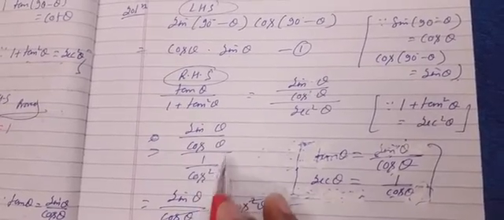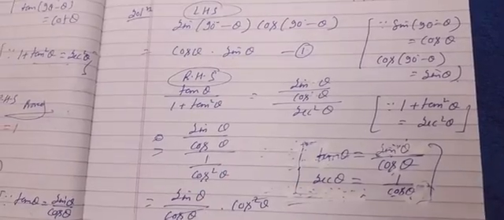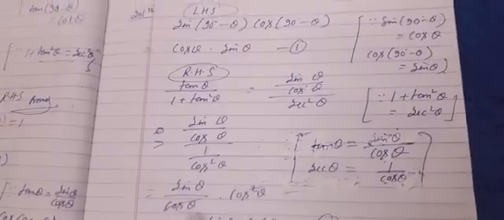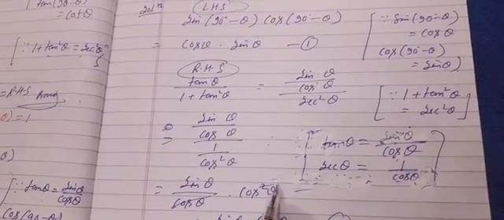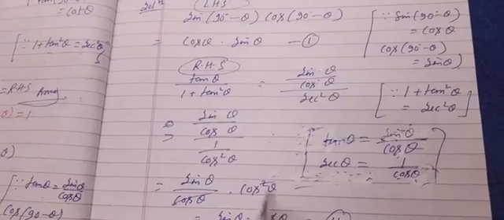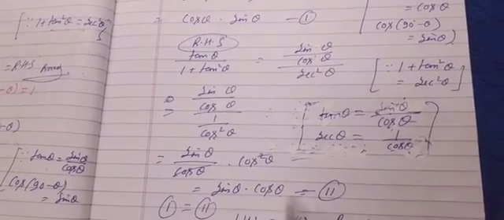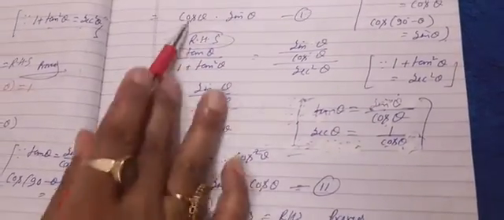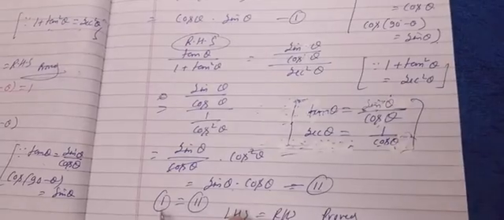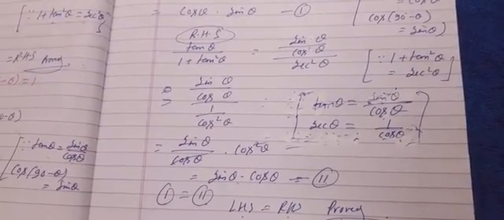Now we will change the position of the terms. This cos square theta will multiply with sin theta. So sin theta by cos theta into cos square theta. So one cos theta will cut one cos theta from here. That's why I've shown the square mark with a cut sign. So what is the remaining? It is sin theta into cos theta, equation number 2. Now see, since equations 1 and 2 are both the same, sin theta cos theta, sin theta cos theta, equation 1 is equal to equation 2, that is LHS equal to RHS, proved.